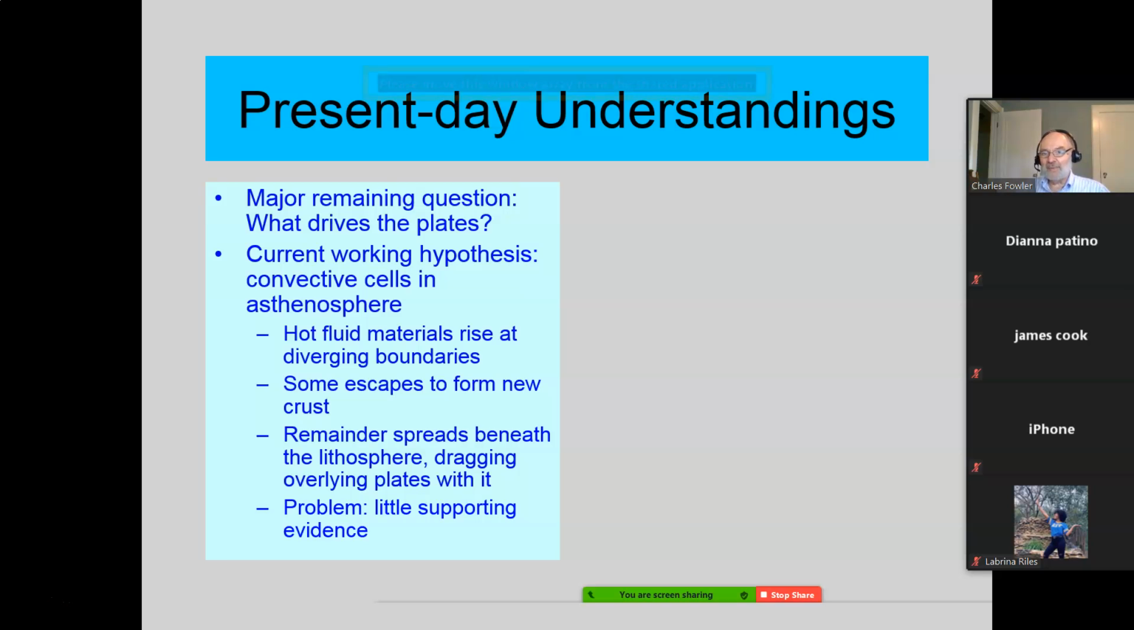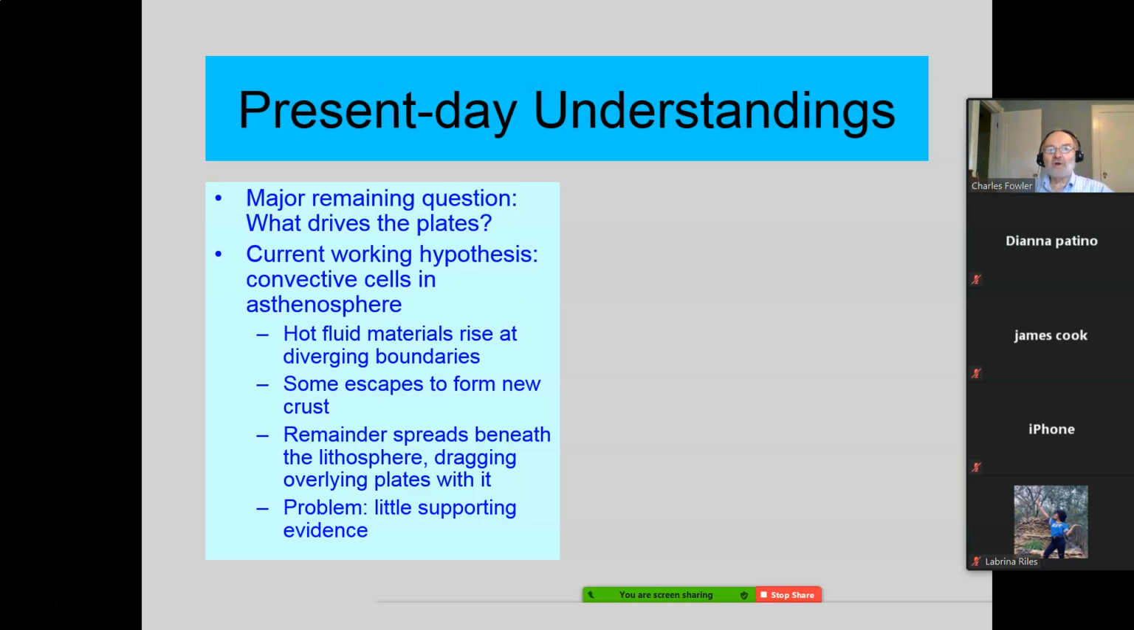One current working hypothesis is the convective cells within the asthenosphere. Convection, remember, is the movement of a fluid that could be a gas or a liquid. Here we're talking about liquids. The hotter stuff rises because it's less dense. The cooler part goes down. You get this motion, sometimes called the stack effect or chimney effect. This is convective cells in the asthenosphere.